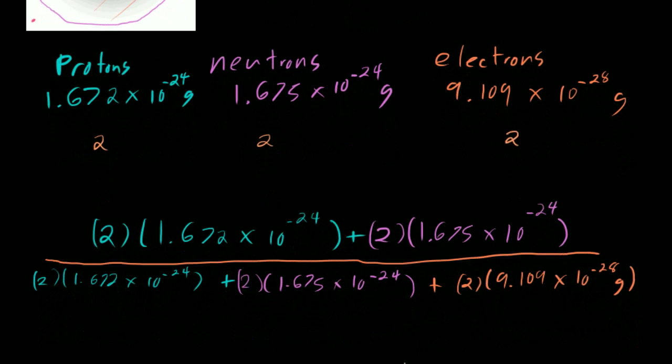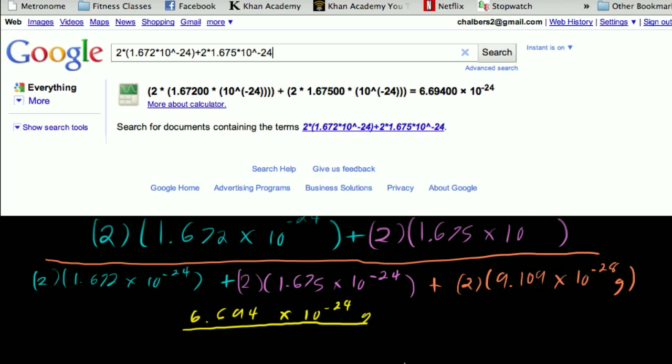So the value of our numerator is going to be 6.694 times 10 to the minus 24th, and that's actually going to be grams. That's the mass of our nucleus. That's just the mass of the nucleus. Let me just make sure I wrote that down correctly. Yep, I think I did.